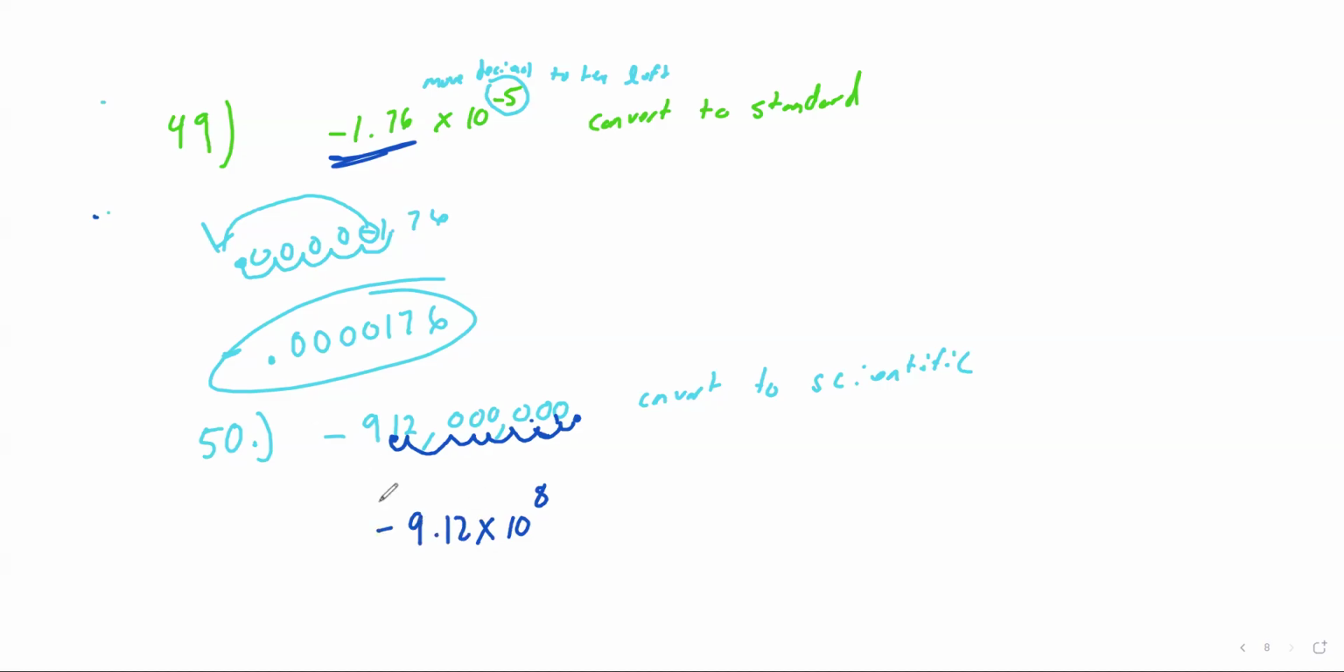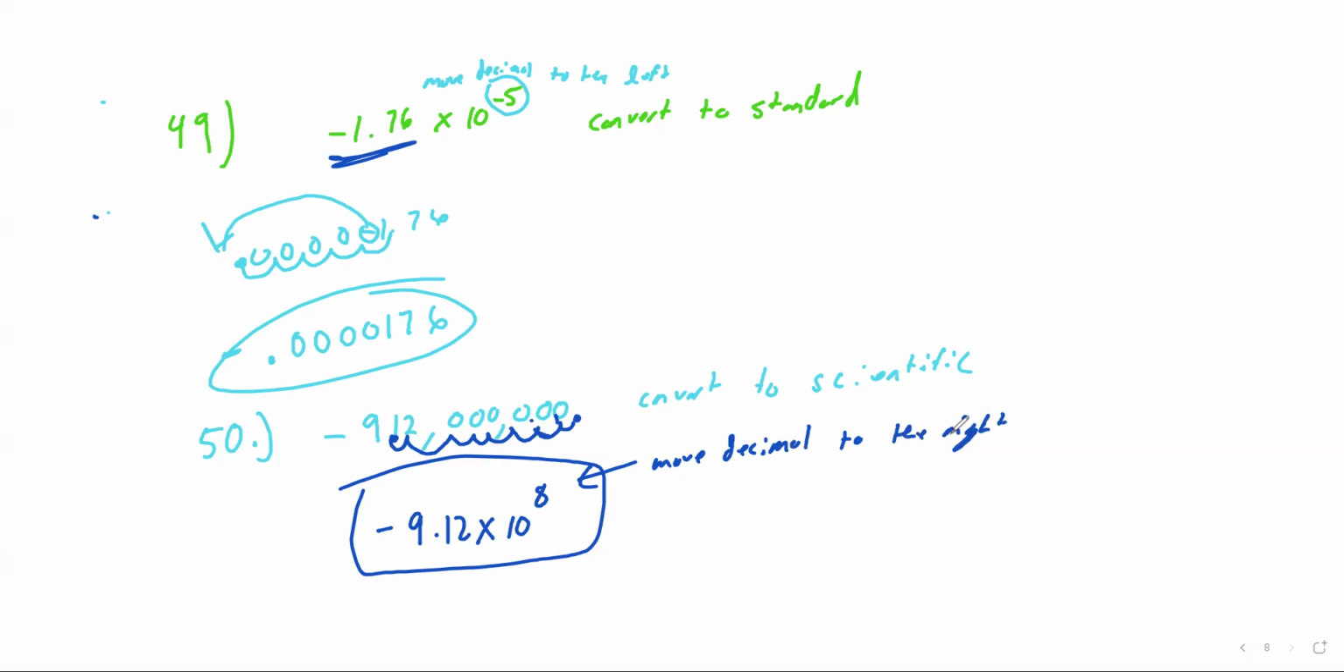You just write out the rest of the digits as the number. Again, the number has to be between 1 and 10. The exponent is positive, because if I was to rewrite this, I would move the decimal to the right, and it would end up back at this answer. So when you're converting, if you're unsure whether you wrote the right sign, work it back out the other way and see if you get the answer you started with.